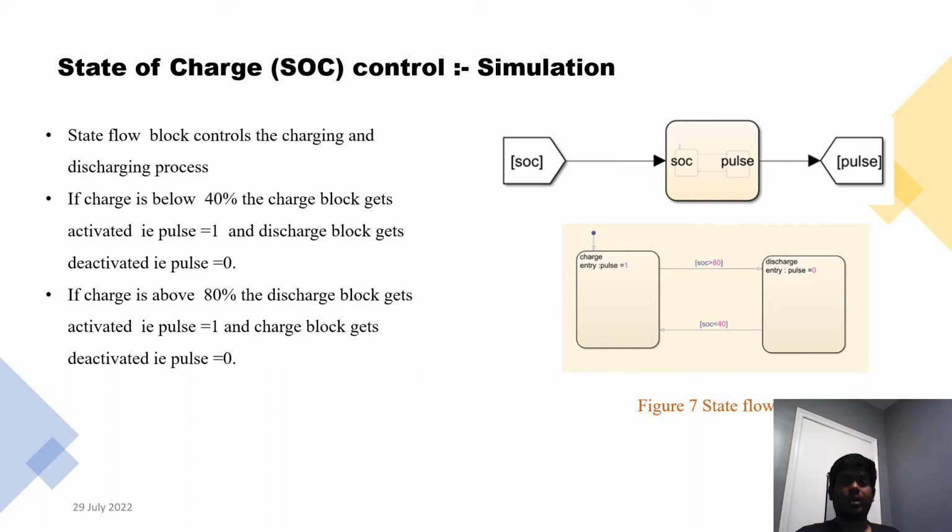And vice versa in the case of the discharge block. That is, when the battery charge goes beyond 80%, for the discharge block the pulse value becomes 1, and for the charge block the pulse value becomes 0, thereby initiating the discharge process inside the battery. The time period for this discharge process may also be set by using rational operators, which can be seen in the model diagram in the above slide.